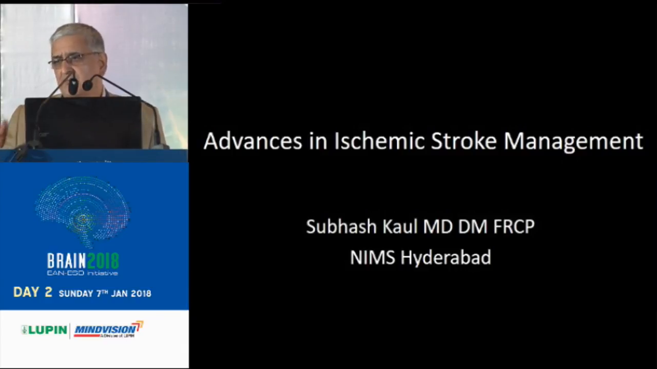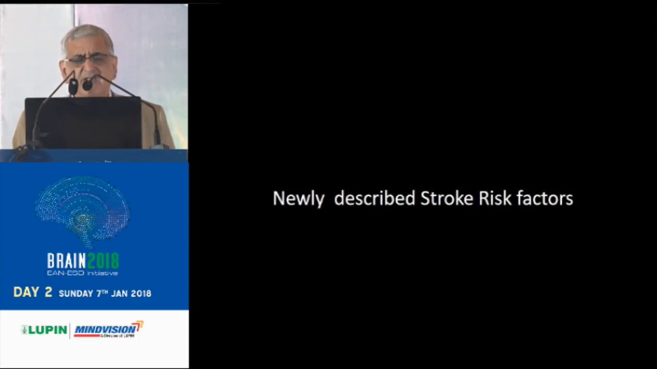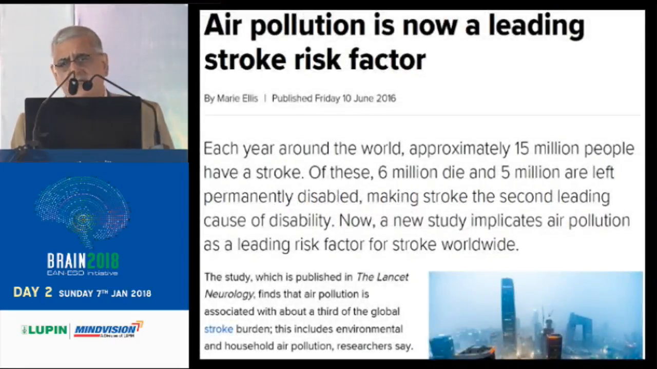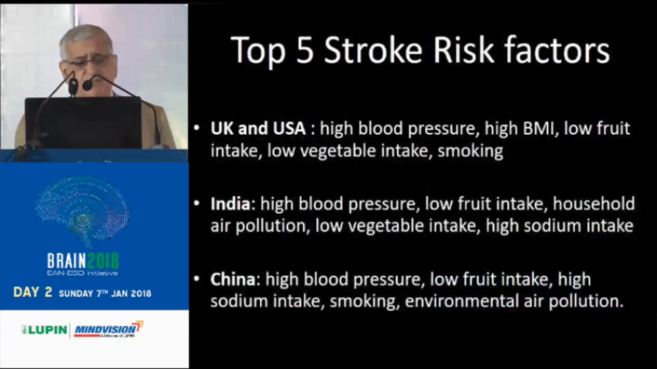I'll just give an overview of some of the new things which have happened in the last decade and a half. Everybody knows about the conventional risk factors: hypertension, diabetes, hyperlipidemia, smoking. But air pollution is now a leading stroke risk factor. This is a study which came last year, and it's a global study in which about 188 countries were studied, and air pollution, to which all of us are exposed, especially people from Delhi, is now a leading stroke risk factor. I want you to read the Lancet Neurology article last year. In fact, it is more in the developing countries like India and China. And in India, it is the household pollution, not only the environmental, but the household pollution, which has been shown to be a stroke risk factor.